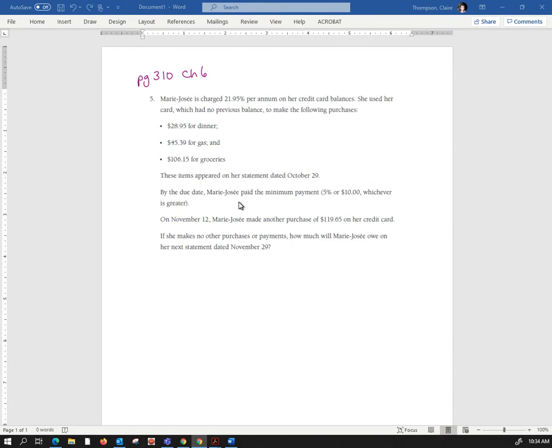Okay, I'm going to show a more complicated credit card interest question. This is question 5 on page 310. Please pause the video a moment so that you can read over the question.